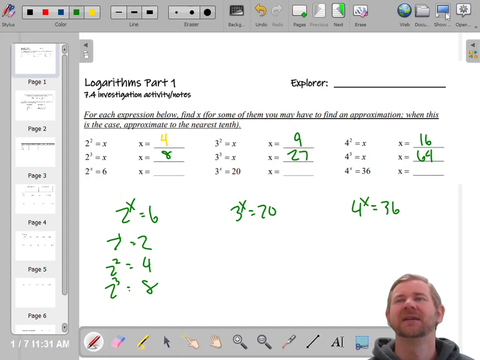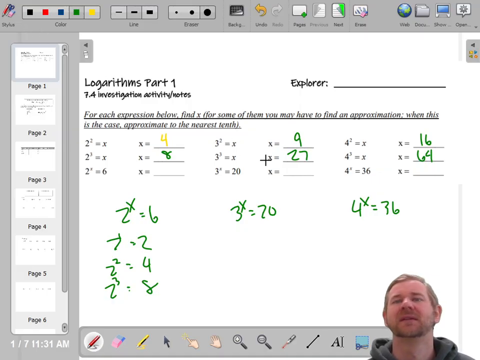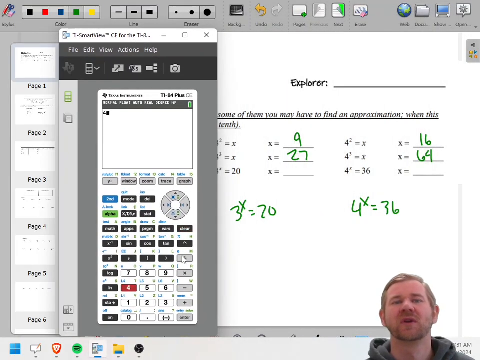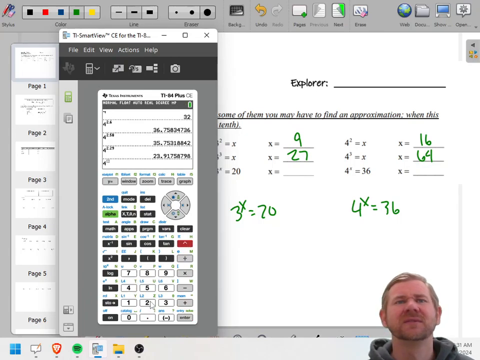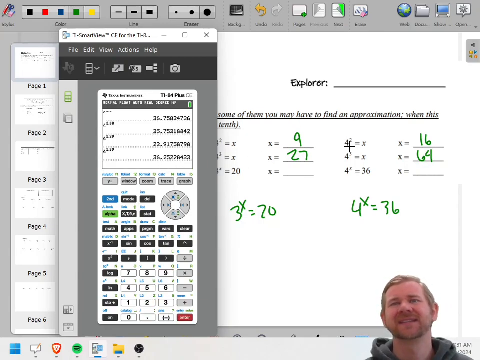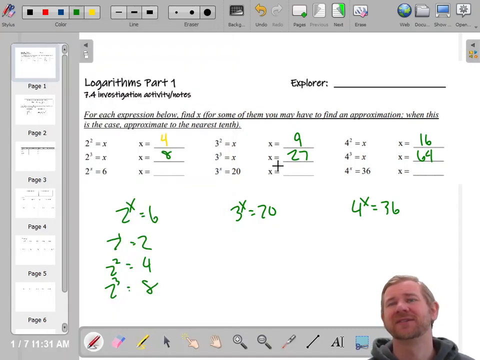Let's try, maybe I'll just get one of them. 4 to the, let's just start at 2.5. That's 32. 4 to the 2.6, 36. 4 to the 2.58. 4 to the 2.59. It's pretty close to 36, but see, it's going to take a while. So this is an approximation. Nearest tenth, it's about 2.6, but somewhere around there.